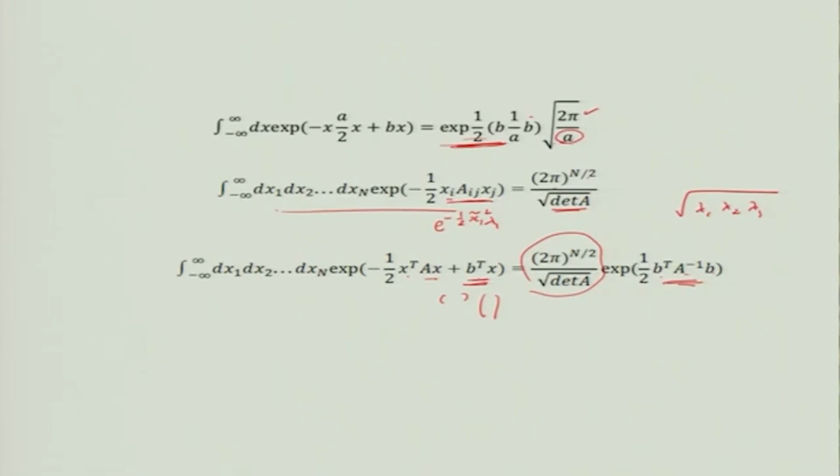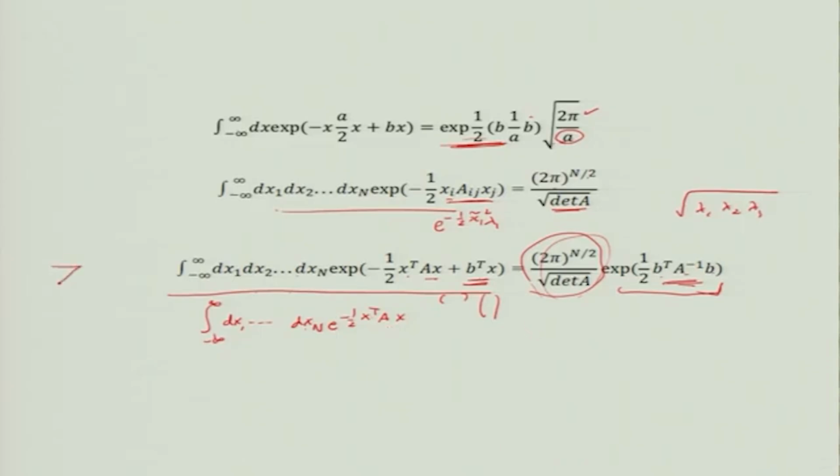Now, we will also encounter the situation where we take this integral and divide it by the integral from minus infinity to infinity of dx1 through dxn of exponential minus half x transpose A x. So, what will I get? I divide this by that, this part gets cancelled, and I will get just this. We will see this kind of stuff.